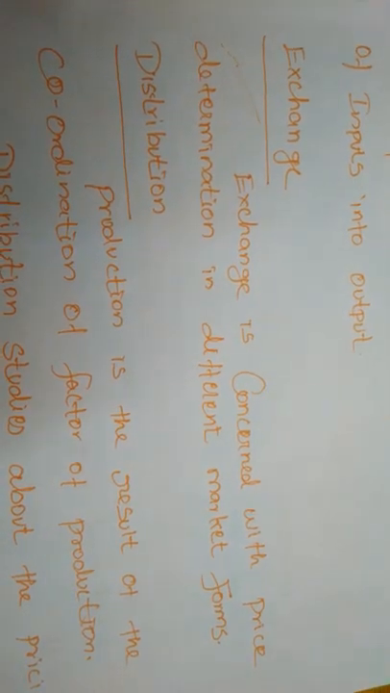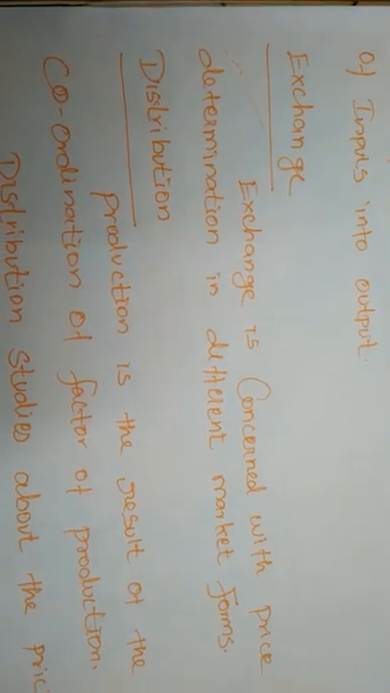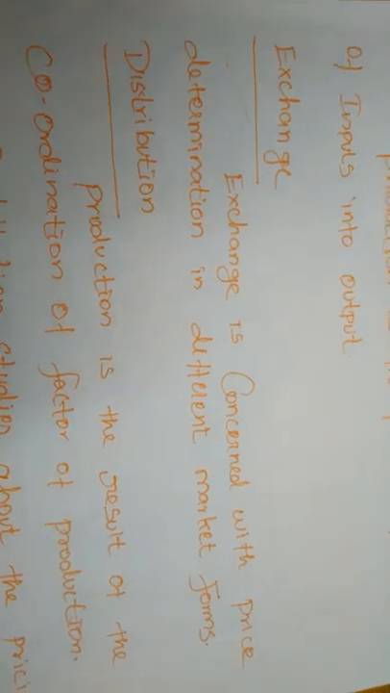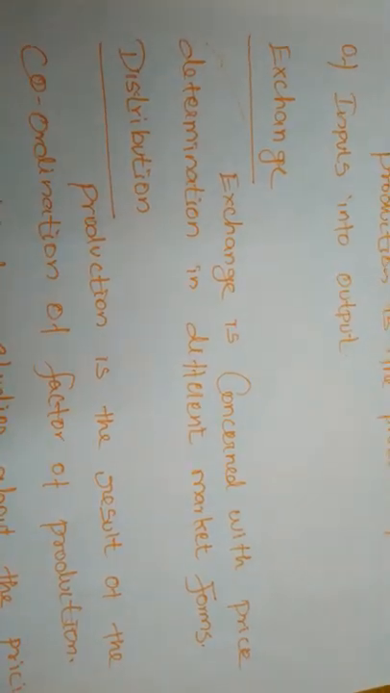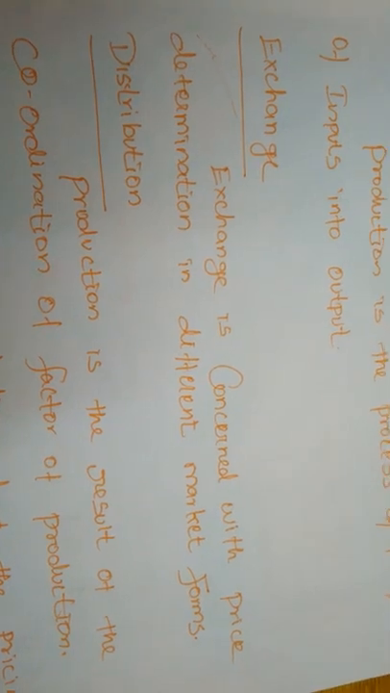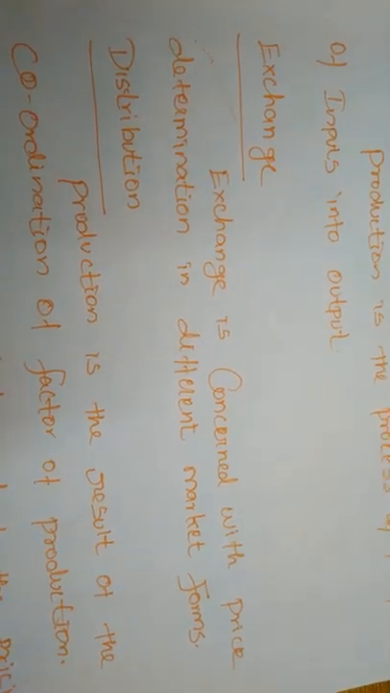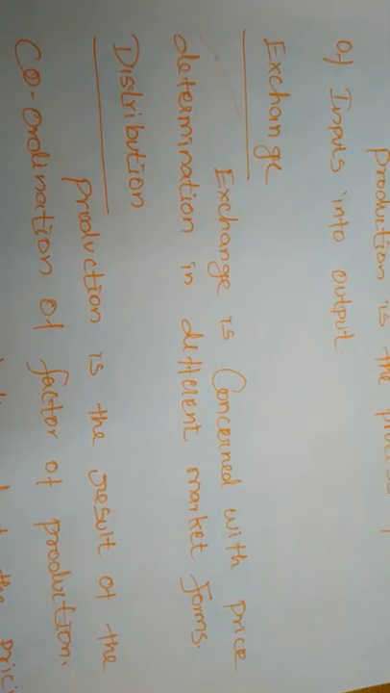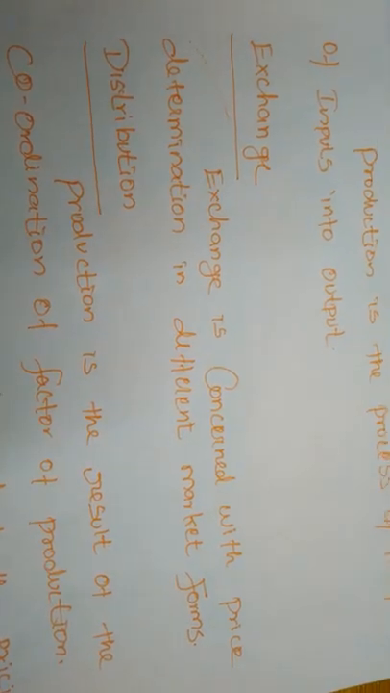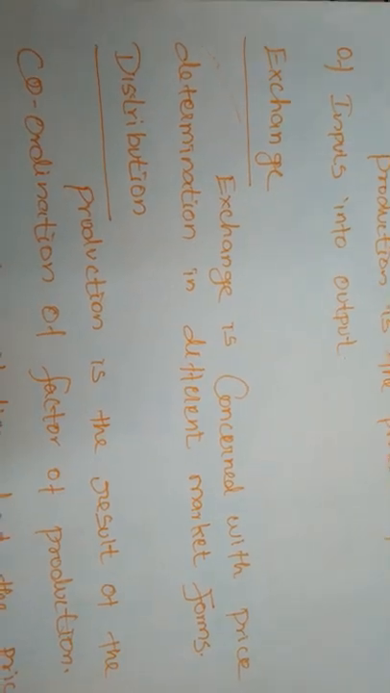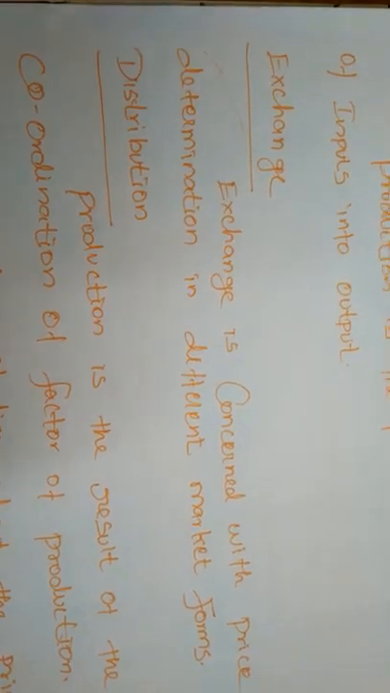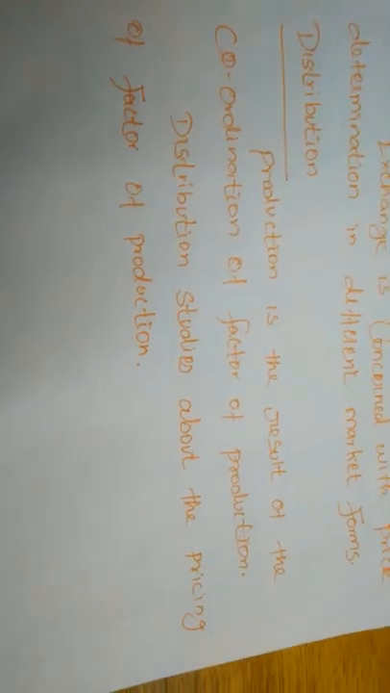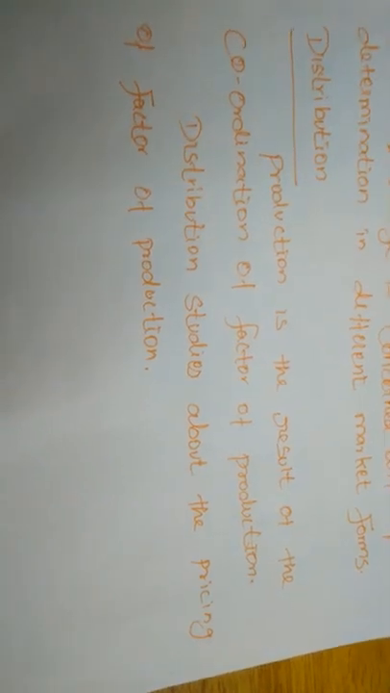So consumption is possible only if the produced commodity is placed into the hands of consumers. So for that, exchange is very much needed. Some business or commercial activity has to be undertaken by the traders and the producers. How the produce is moving from one place to another is explained by the division of exchange. Next, distribution. So production is the result of the coordination of factors of production.